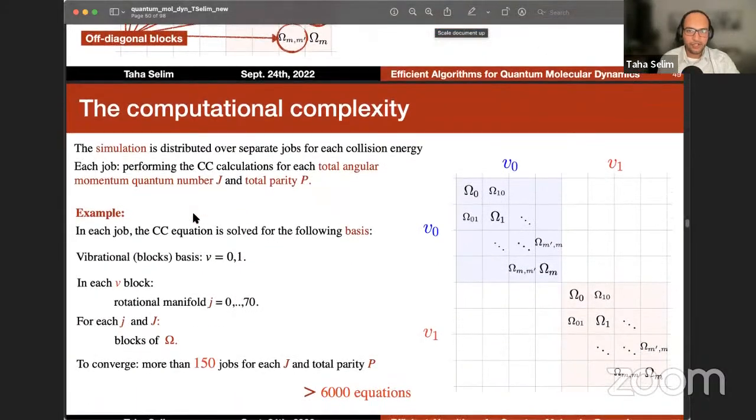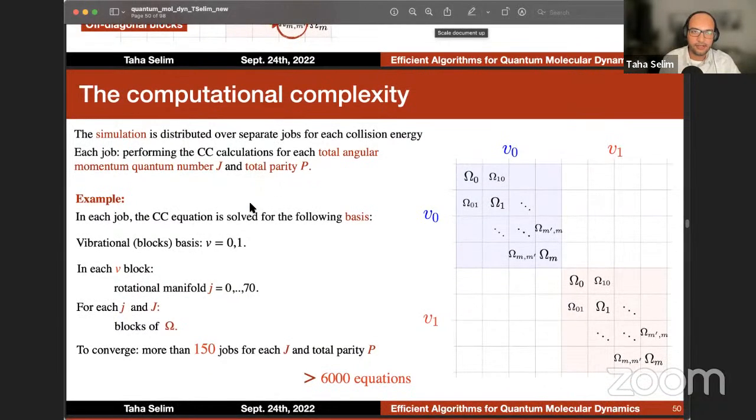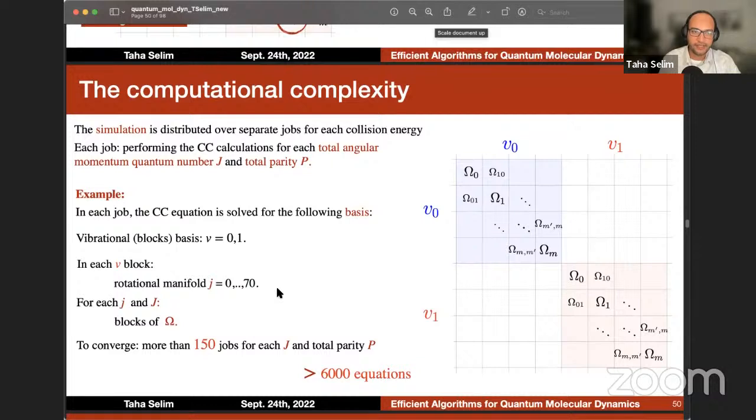Now we come to the computational complexity, and the simulation is distributed over separate jobs. For each collision energy, each job performs a CC calculation, the one that we say is the time-independent Schrodinger equation in spherical representation. And we see here for each total angular momentum we have parity P, and if we have 2 vibrational blocks and this bunch of rotational states, for each little j and big J we have blocks of omega. And to converge, a lot of total angular momentum quantum numbers are involved.